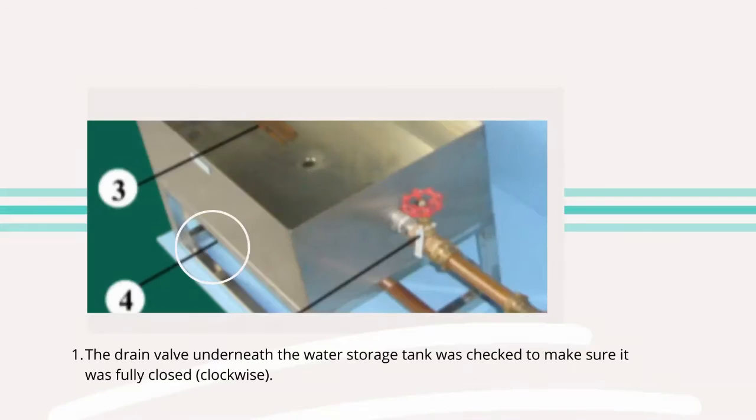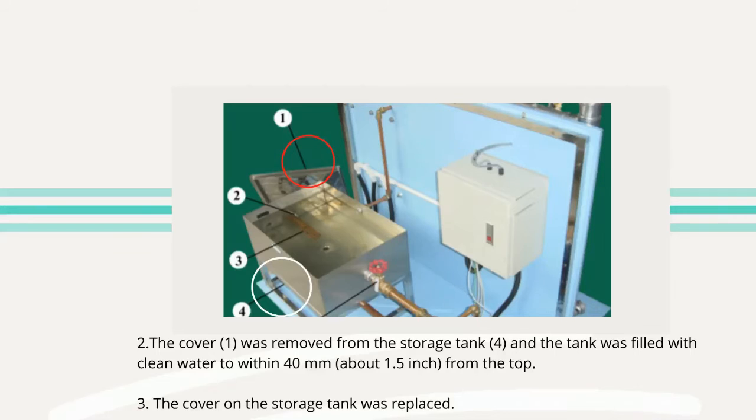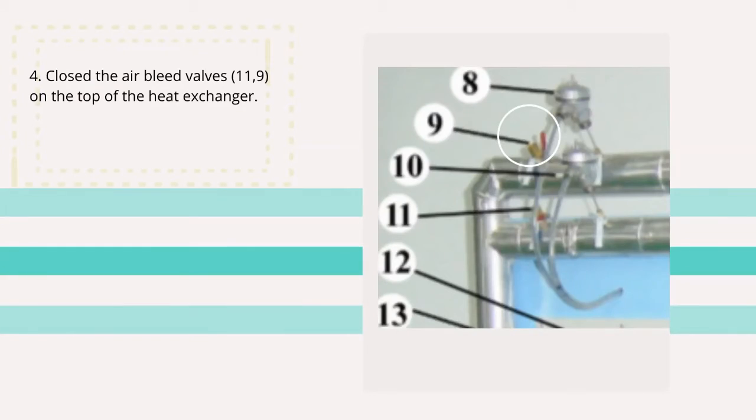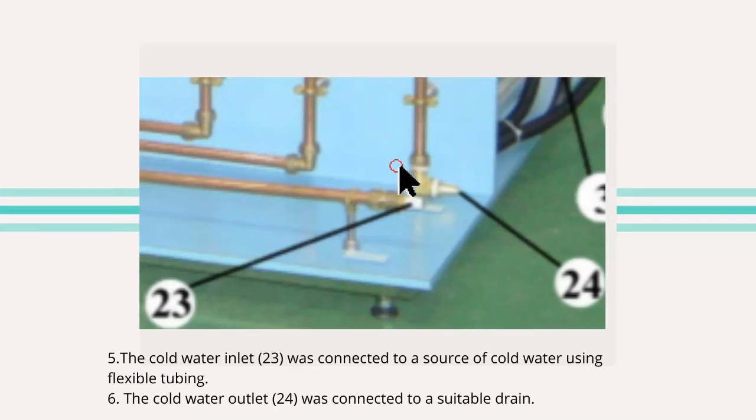General startup procedure. First, make sure the drain valve underneath the water storage tank is fully closed. Second, the cover of the storage tank was removed and the tank was filled with clean water. And then the cover was replaced. Next, the air bleed valves 11 and 9 on the top of the heat exchanger were closed. Fifth, flexible tubing was used to connect cool water inlet 23 to a source of cool water, while cool water outlet 24 to a suitable drain.